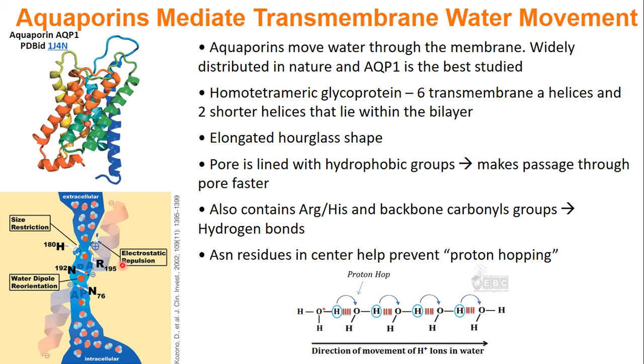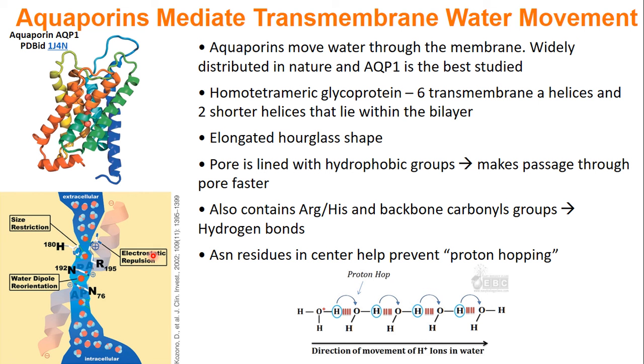You have a bunch of hydrophobic groups which allow waters to pass through this pore faster. And you also have arginines and histidines and backbone carbonyl groups that will make hydrogen bonds to this water as they move through it. You also have these asparagine residues in the center, which work to separate water from each other. You can see this water is trapped between 2 asparagine, and it can't interact with water on either side of the asparagine.